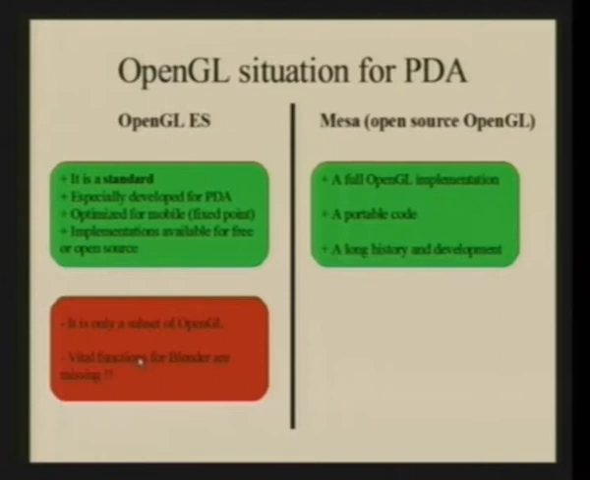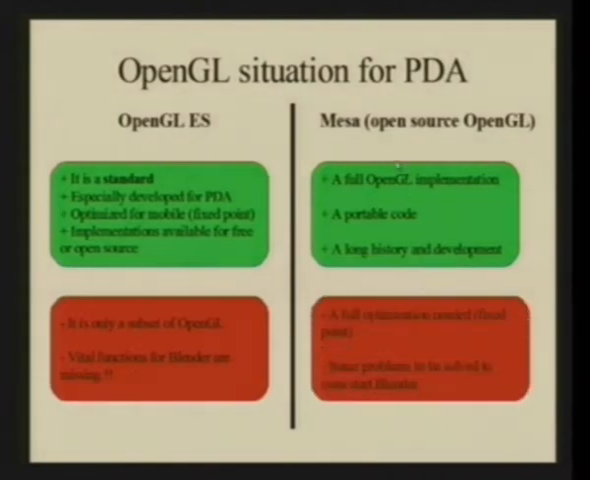So there were vital functions for Blender that were missing. The bad point for Mesa was that a full optimization is needed for this library to be able to run in acceptable condition in our mobile device. And I had some problems to solve to even start Blender.